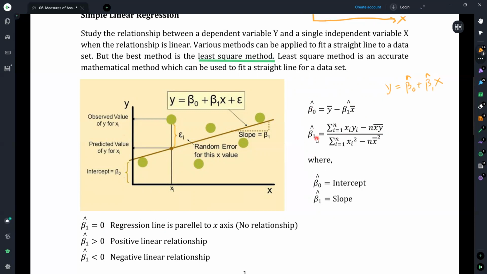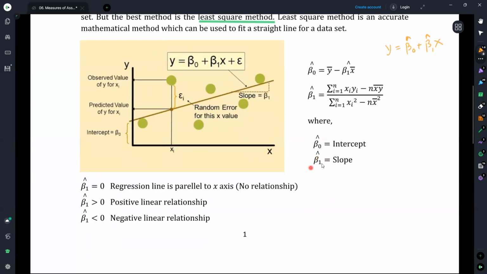Since we are estimating these two values, we denote them as beta 1 hat and beta naught hat, where beta naught hat is the intercept parameter and beta 1 hat is the slope parameter for the regression line. Based on the value that we get for the slope, we can comment on the type of the relationship. We can comment whether it is a positive relationship, negative relationship, or no relationship among the variables.